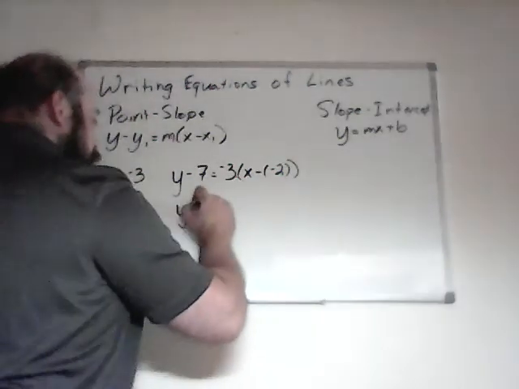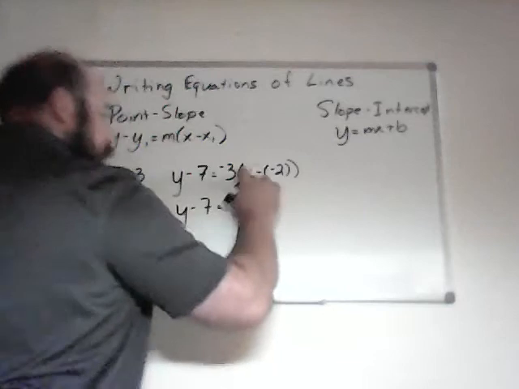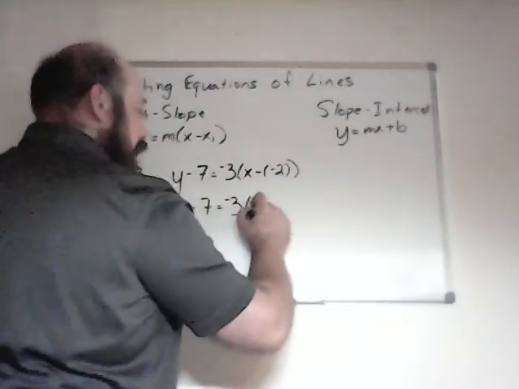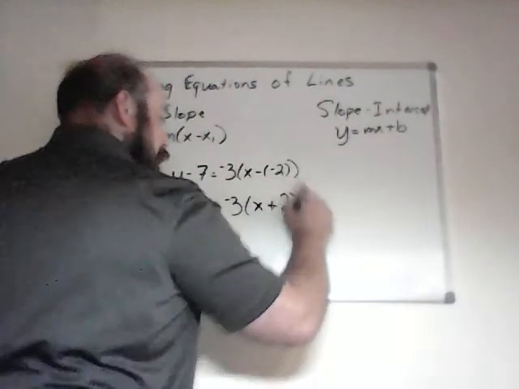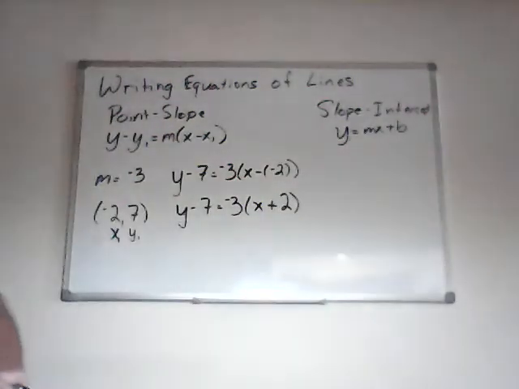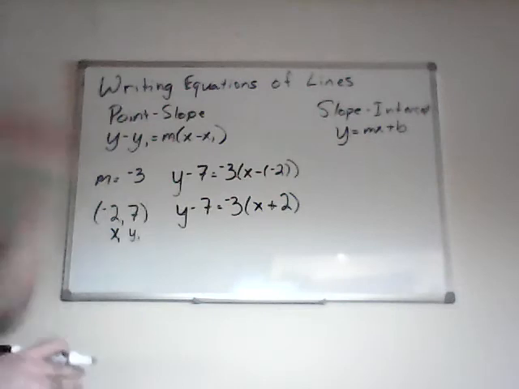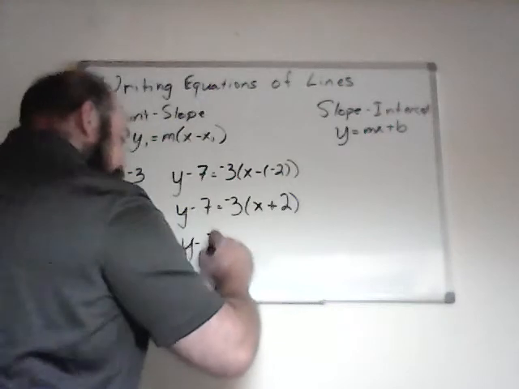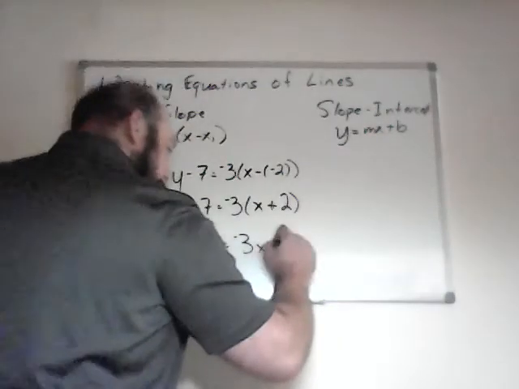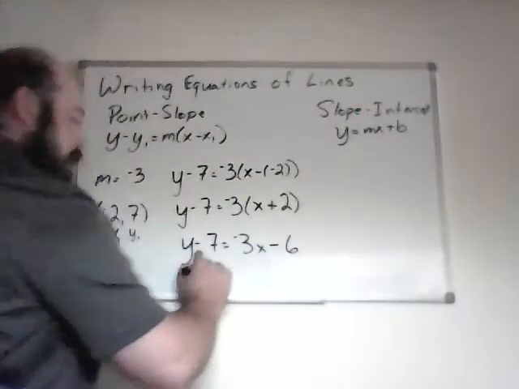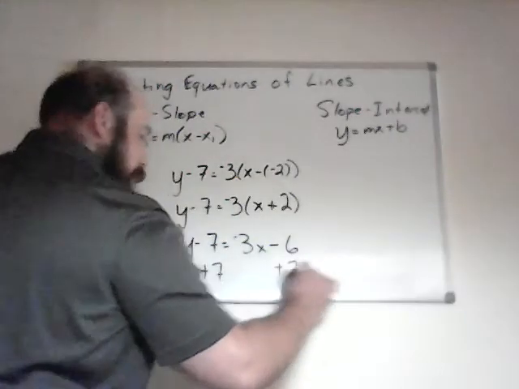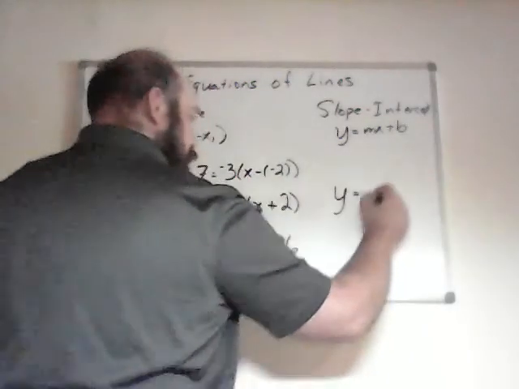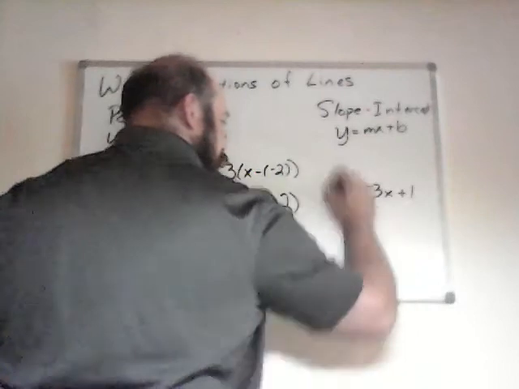So the first thing I'm going to do is get rid of my double sign. So here I have x minus -2. So I'm going to go ahead and get rid of that. The minus and the negative cancel and become a positive. So now I've got y minus 7 equals -3 times the quantity of x plus 2. Next step is to distribute. Y minus 7 equals -3x minus 6, and -3 times 2. And then when I add a 7 to both sides, I get my answer, which is y equals -3x plus 1.